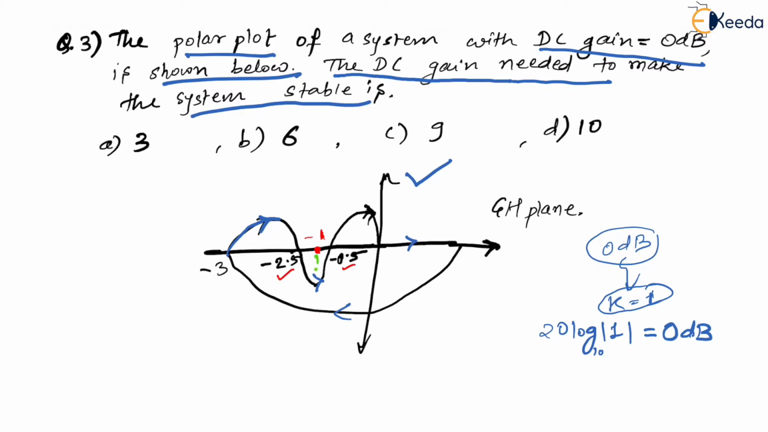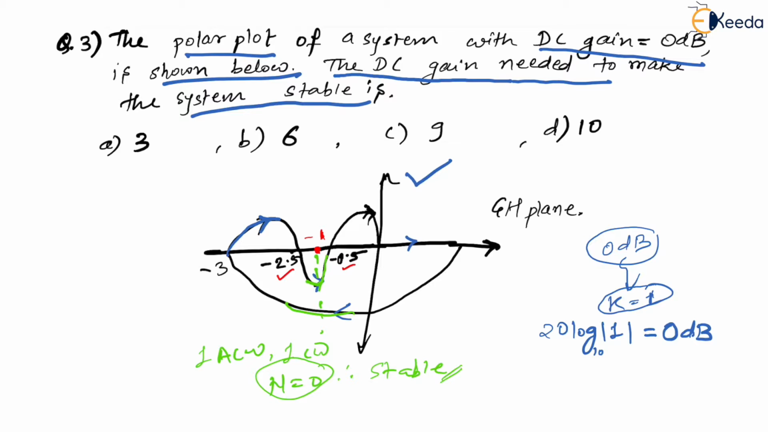Encirclements: for this, you just project this one down, and then you see that you have one in anti-clockwise direction and another one in clockwise direction, right? Which means one anti-clockwise and one clockwise. This means N is equal to 0, which means it is stable, right? So it is stable.